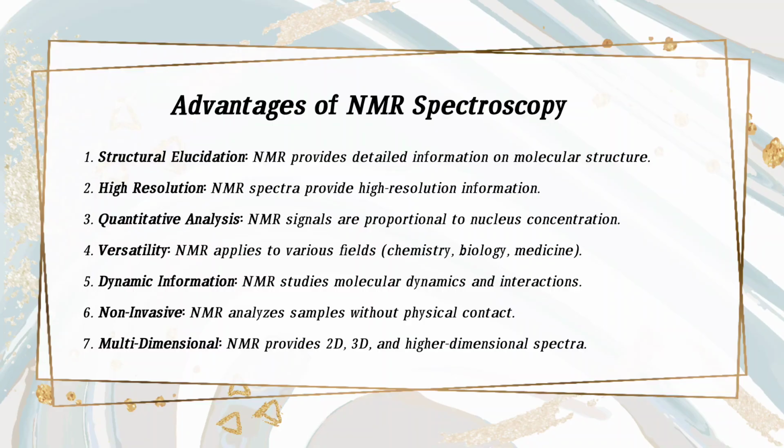Advantages of NMR spectroscopy. Structural elucidation. NMR provides detailed information on molecular structure. High resolution. NMR spectra provide high resolution information. Quantitative analysis. NMR signals are proportional to nucleus concentration. Versatility. NMR applies to various fields like chemistry, biology, medicine, etc. Dynamic information. NMR studies molecular dynamics and interactions. Non invasive. NMR analyzes samples without physical contact. Multidimensional. NMR provides 2D, 3D, and higher dimensional spectra.